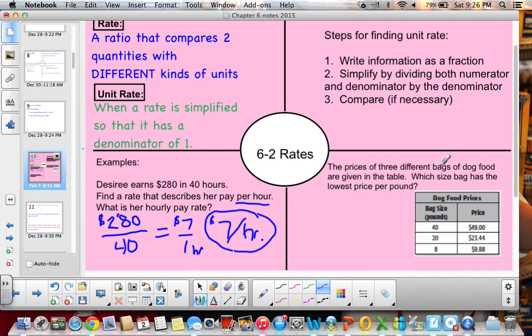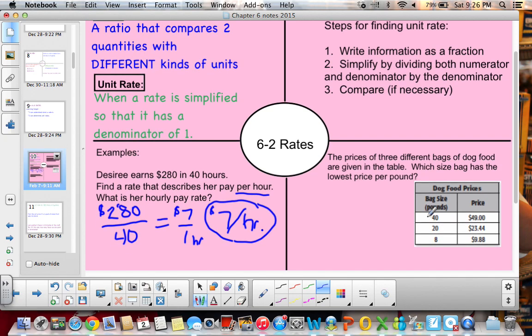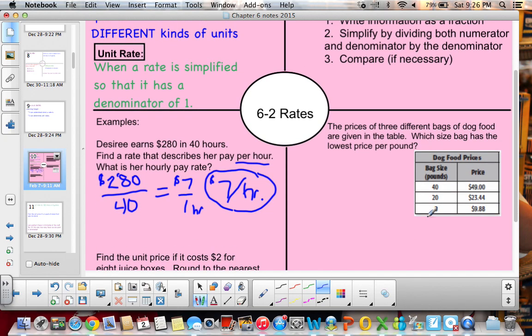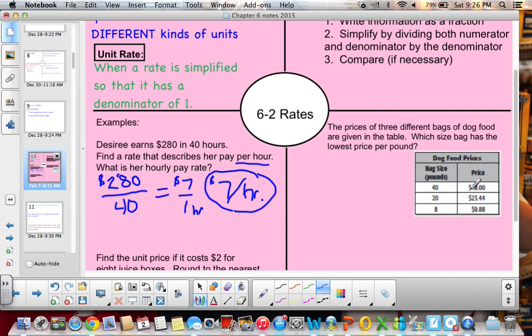The prices of 3 different bags of dog food are given in the table. Which size bag has the lowest price per pound? So now we need to make a rate or a ratio for each of the bag sizes and figure out the unit rate for each one. So for the 40-pound bag, the rate is $49 for 40 pounds. Now we divide both the numerator and the denominator by 40. So we take 49 and we divide it by 40.